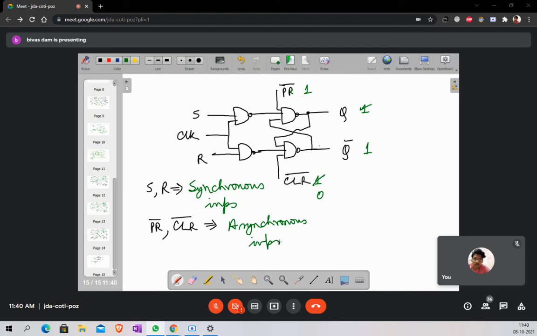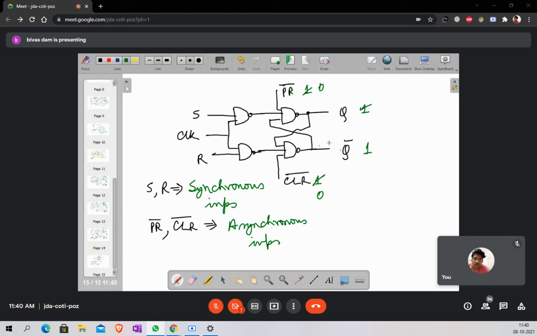Now, when this PR bar becomes zero, by the way, I must ensure that both are not becoming zero simultaneously. That has to be ensured by the user. Because if you force both PR bar and CLR bar to zero, in that case both Q and Q bar will try to become one. So in that case, I cannot enforce the Q and Q bar complement concept.